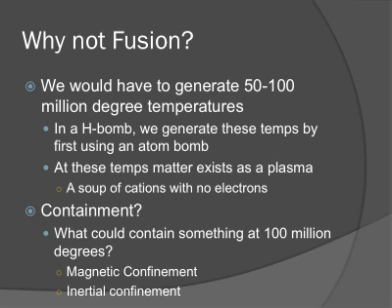Okay? Well, what about containment? How in the world would we contain something that is 100 million degrees? Can you think of any products that wouldn't melt at 100 million degrees? How in the world would we contain this type of reaction? Well, there are two possible ways we could contain this. The first one is magnetic confinement. The second one is inertial confinement. So let's talk about the first one.